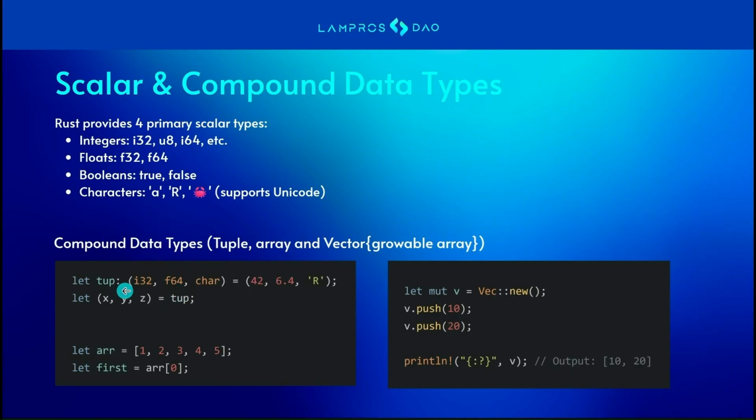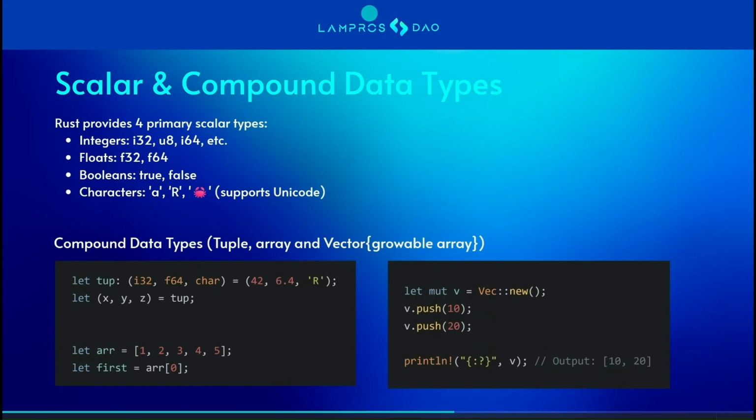A tuple is just like a struct in other programming languages, where you can combine multiple data types and store them in one single variable. For example, 42 is of type I32, 6.4 is of type F64, and R is of type character. All three have been stored in a tuple data type. So moving forward to vector. For example, if we declare a vector here and push the values 10 and 20 to it, then print the vector, it will give us the output 10 and 20.